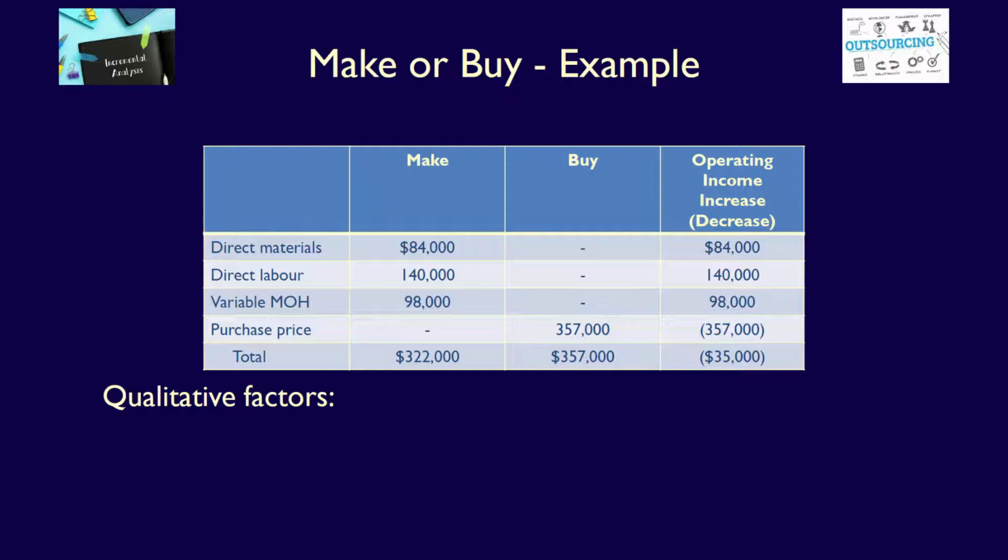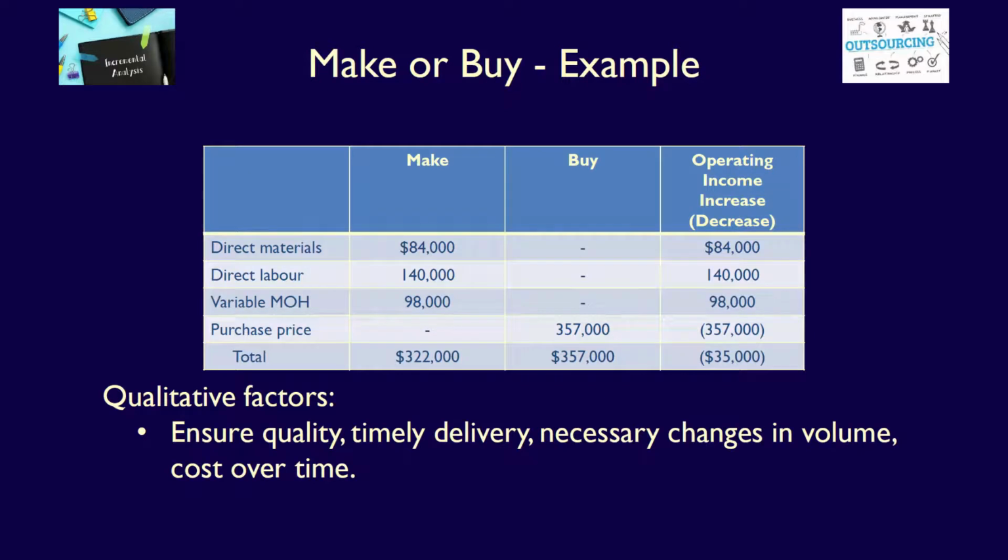However, we can speculate. If the company continues to make the component, they would be able to ensure that the quality of the component is high, that there are no issues with timely delivery of the component when it's needed in the production process. The company would be able to address demand if there is a change in the volume of components needed, and over time, they would be able to control the cost of the components because they're the ones making it. These are all positive qualitative factors of continuing to make the component, which they would lose if they decide to outsource to another supplier.